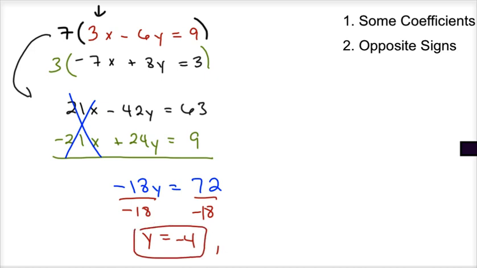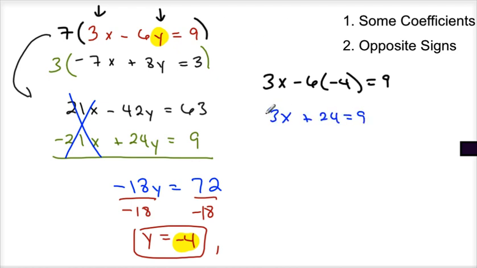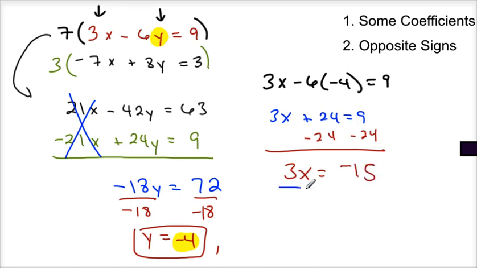Take my negative 4, my y value, and plug back in. I'm going to choose my first equation. 3x minus 6 times negative 4 equals 9. So I kind of got lazy on this one. I just plugged in directly. 3x plus 24 equals 9. Subtract 24 from both sides. 3x equals 9 minus 24, negative 15. Good. And then my last step here, divide by 3, and x equals negative 5.